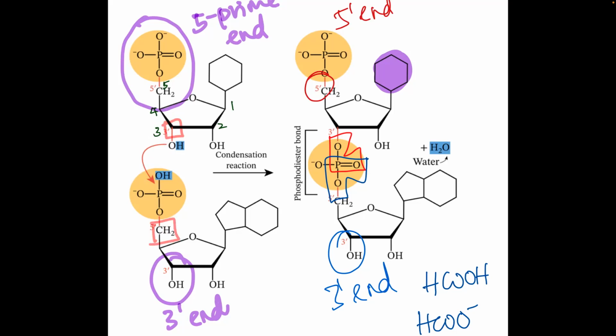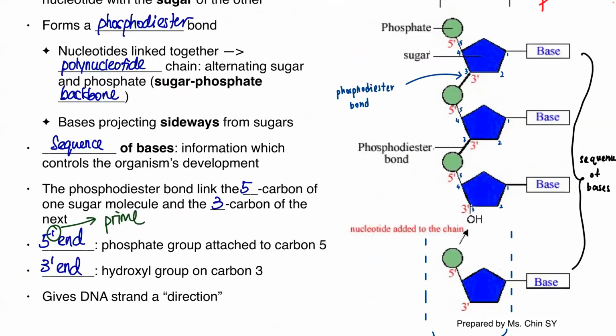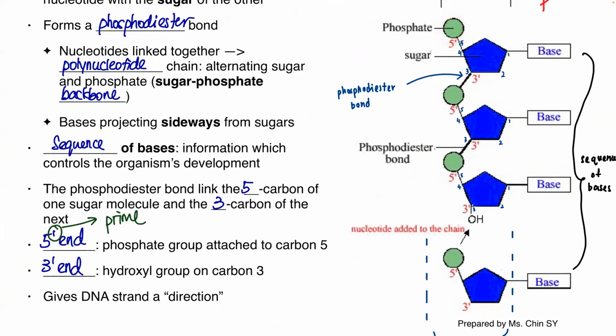Also, just FYI, sometimes we want to know the direction of your nucleotide sequence. Conventionally, we call one end the 5' end because the phosphate group is always on carbon 5. So you always have one end with the phosphate group, and the other end has a hydroxyl group. We say this is the 5' end, this is the 3' end. This dot is a prime. The 5' end is where the phosphate group is, and the 3' end is the hydroxyl group on carbon 3. So it gives the DNA strand a direction.